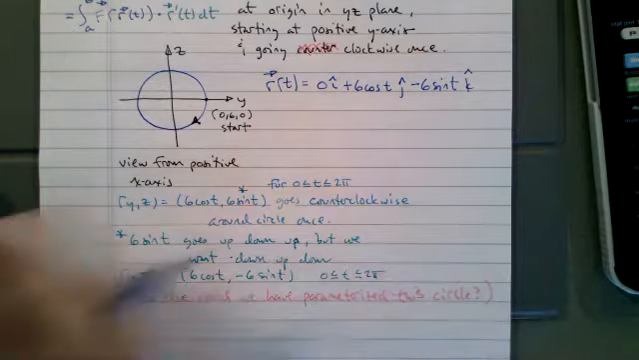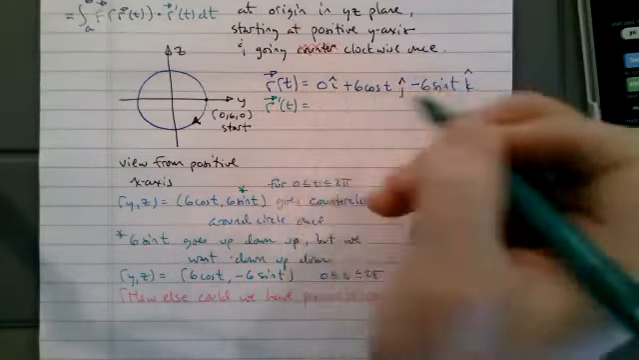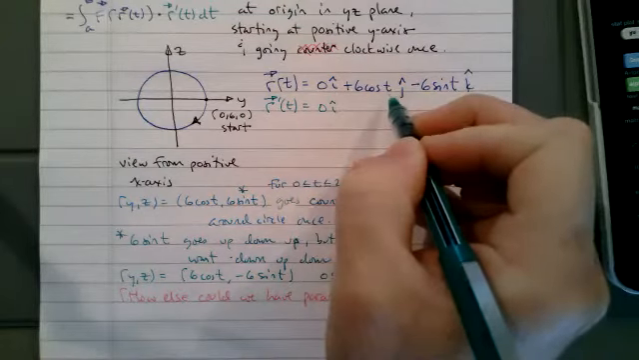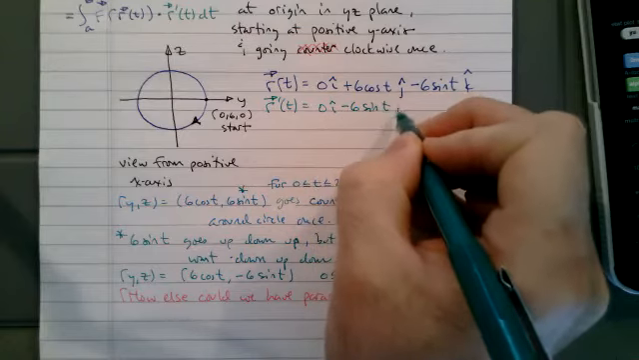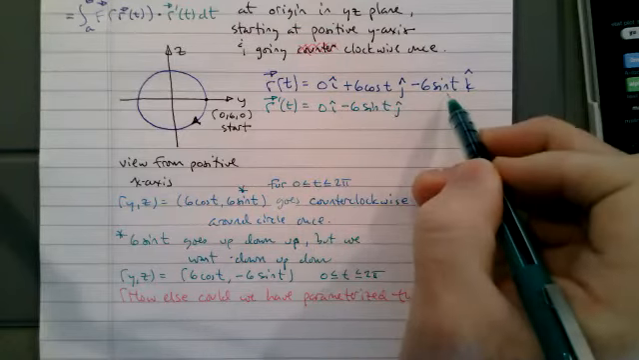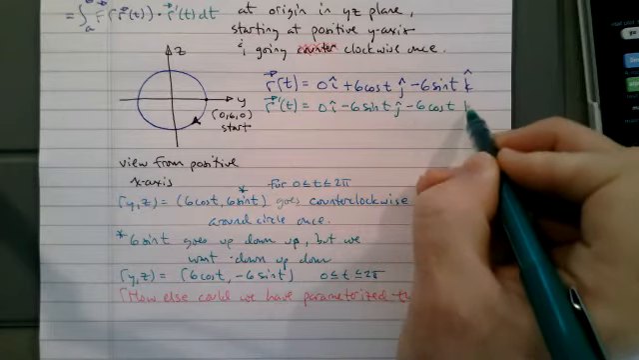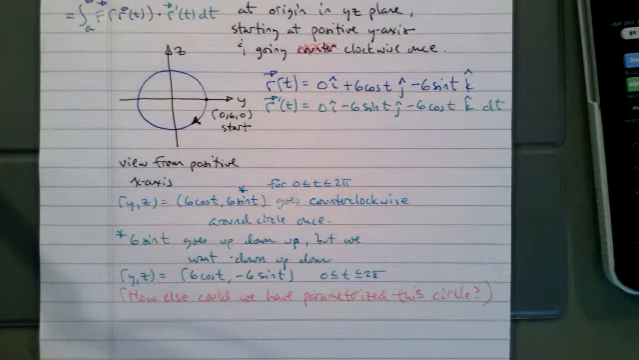So I need r prime to be my dr, so I need an r prime of t. It is going to be 0i again. The derivative of 6 cosine t is -6 sine t. The derivative of sine is cosine, so -6 cosine t k. And this will all be dt. And this is still t between 0 and 2 pi.